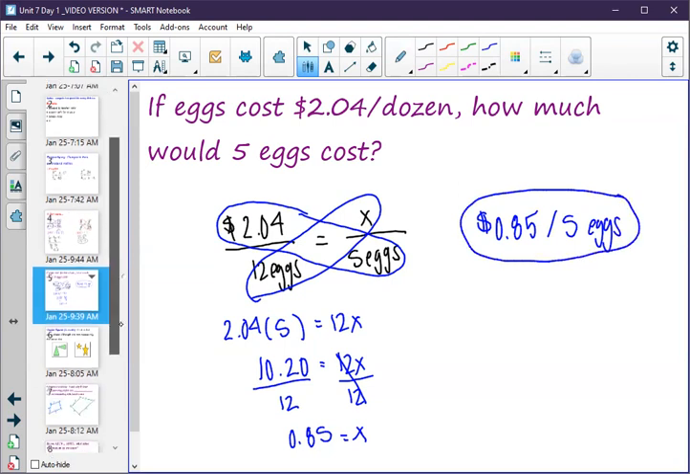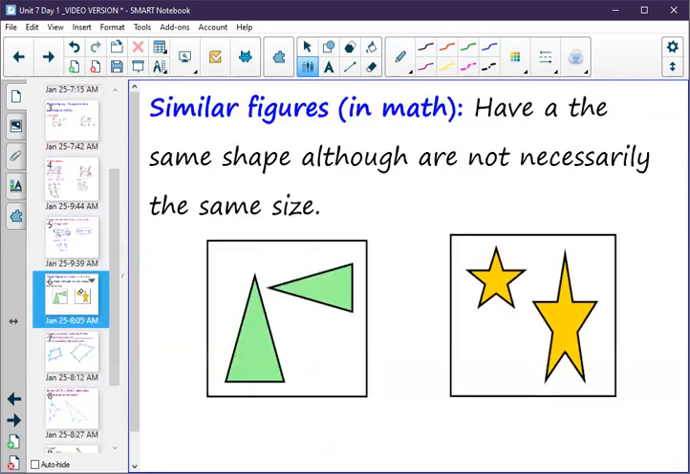All right, now let's put this into a different context, switching gears a little bit and talking about similar figures. So we talked about congruent figures, specifically congruent triangles in first semester. And now we're going to be looking at what it means to be similar. To be similar figures in math is to have the same shape, although not necessarily the same size.